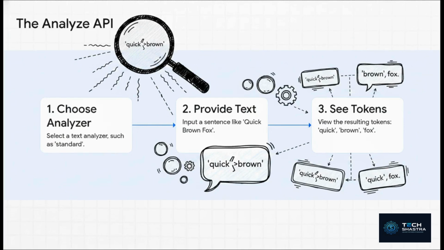Ever wonder how Elasticsearch actually sees your sentences? The Analyze API is basically your microscope. You can give it a phrase like "the quick brown fox" and see exactly how it gets broken down into smaller searchable pieces, or tokens, like quick, brown, and fox.